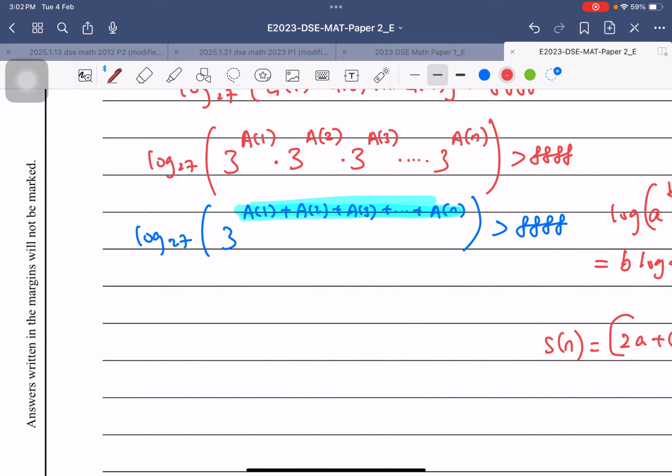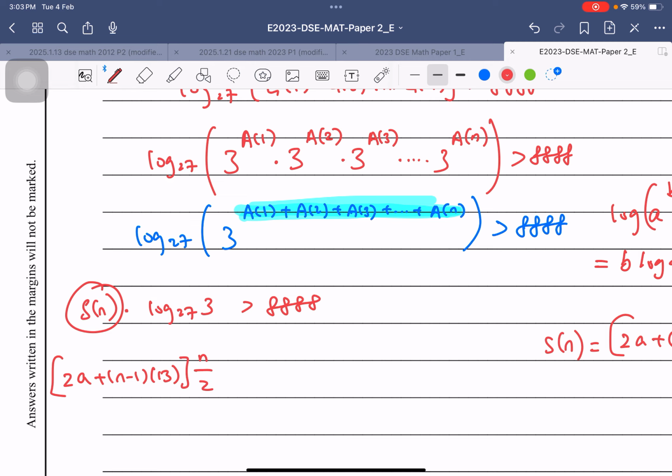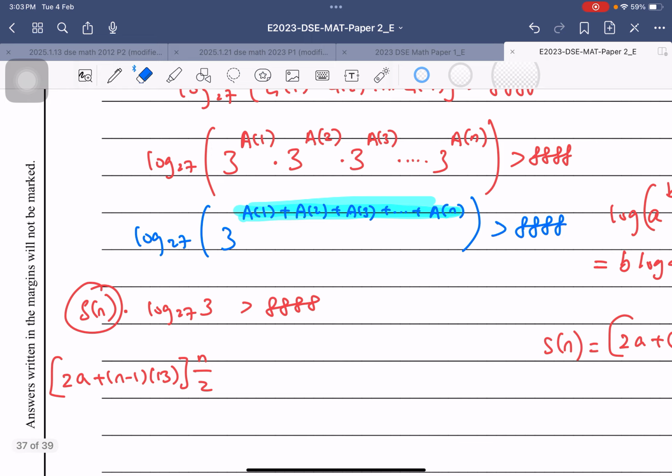Okay, so first of all, I can just bring the power here. So I can say this is Sn times log of 27 of 3 greater than 8888. But Sn can be replaced by 2a plus n minus 1 times d, times n divided by 2. What is d? d is 13. But what is a? What is the first term? 45. So I can replace the a by 45. So replace 2 times 45 giving you 90.